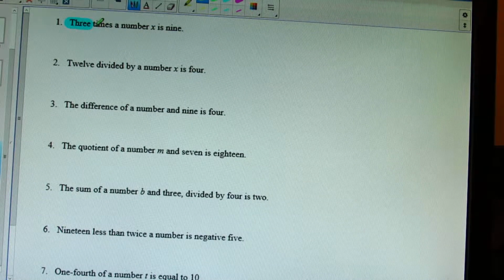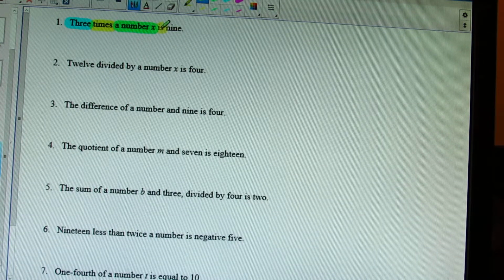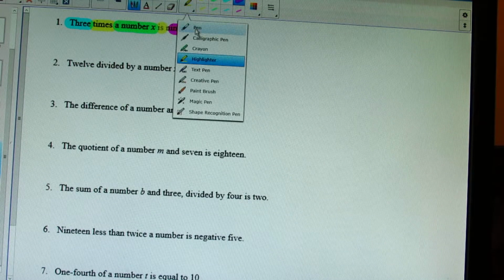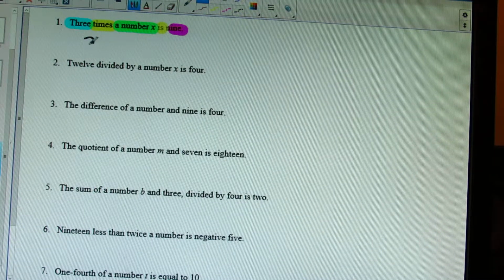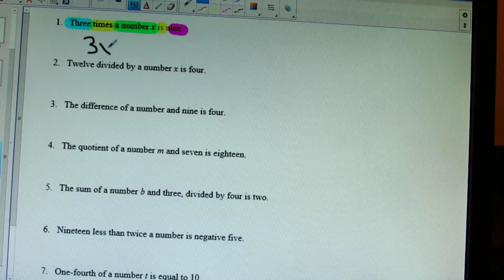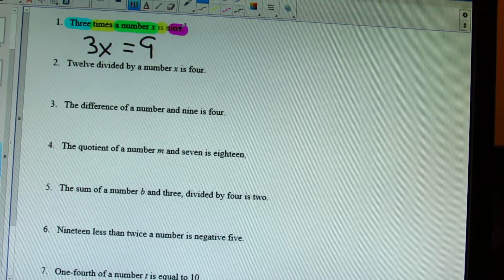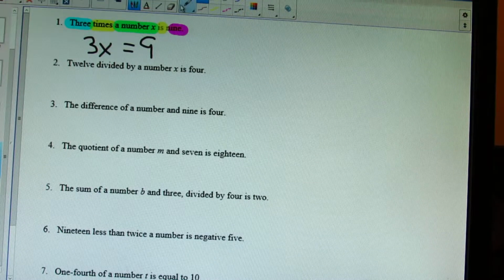3 times a number x is 9. 3 times a number x. Again, I don't need a times symbol. 3 and an x next to each other means multiply. Is means equals and 9. There we go. 3 times a number x is 9. There we go. Next one.